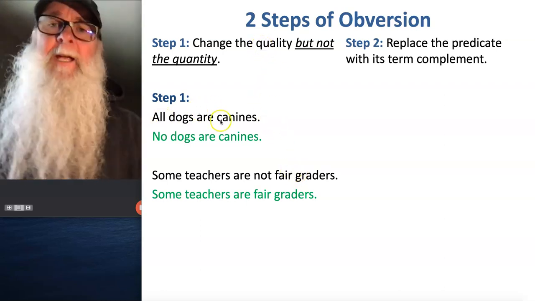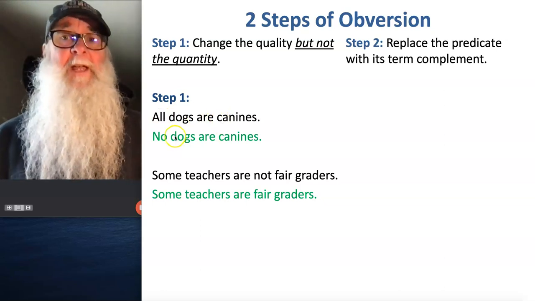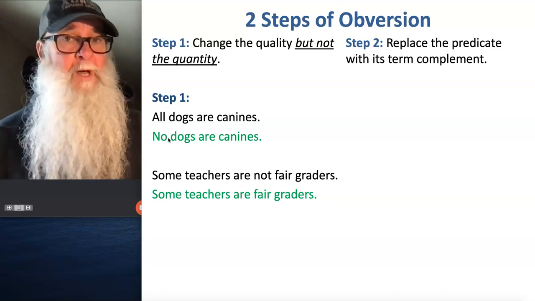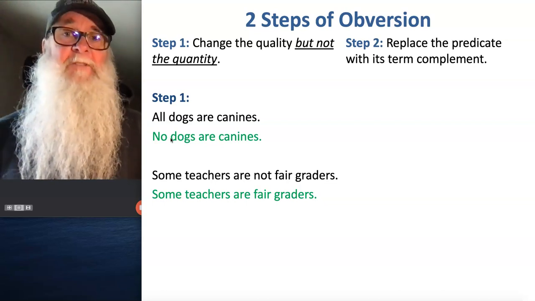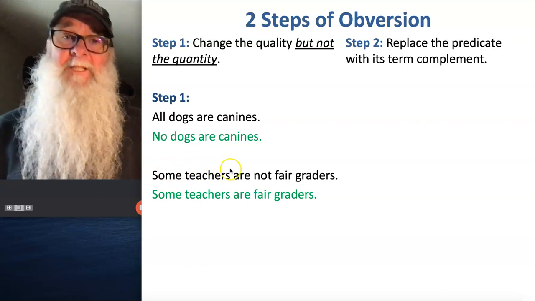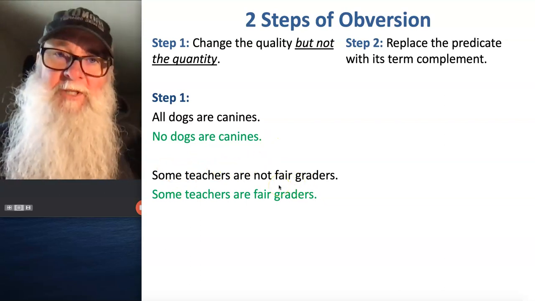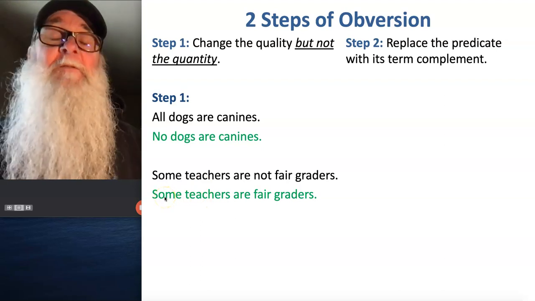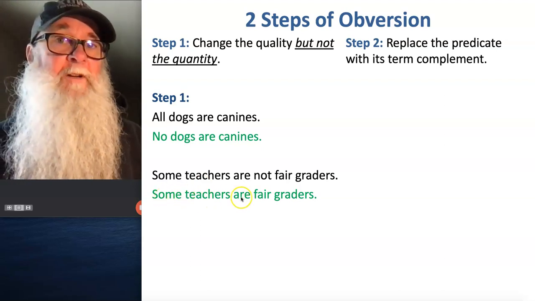We took this A statement, which is universal and affirmative, and we changed it to an E statement, which is also universal. So they have the same quantity, but it's negative. So they have different qualities. And for some teachers are not fair graders, we took that particular negative statement and we changed it to a particular affirmative statement. Some teachers are fair graders.